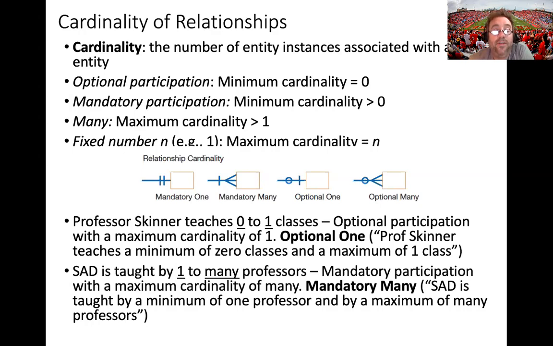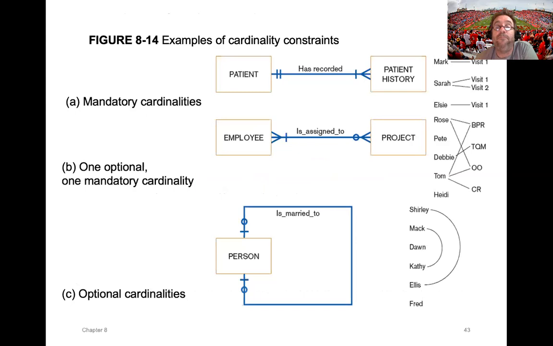If I say SAD is taught by 1 to many professors, that's mandatory participation with a maximum cardinality of many, mandatory many. For a class to be taught, or SAD to be taught, you need at least 1 professor, okay? So it's not optional, you need to have at least 1. It's mandatory for this class to be taught, it needs to have a professor. So SAD is taught by a minimum of 1 professor and by a maximum of many professors.